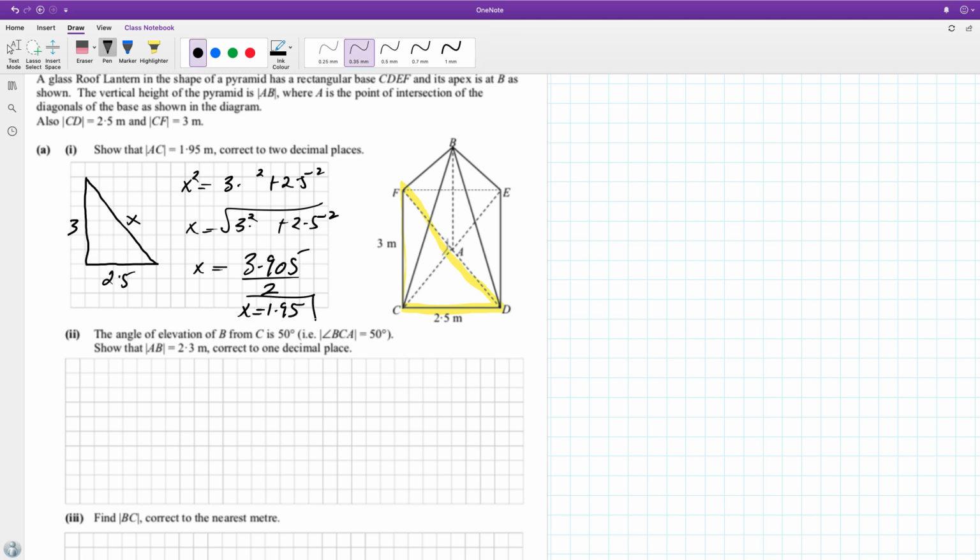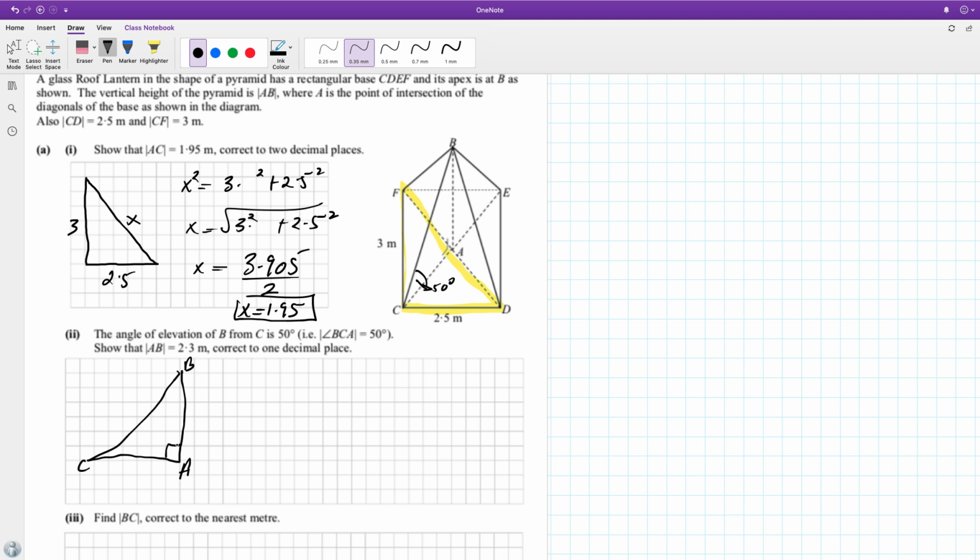Right, there's the first one. Then, how are we going to get the angle of elevation from B to C? The angle of elevation from B to C is 50 degrees, so that one in there is 50 degrees. Show that AB, from A up to B, is 2.3. So once again, you draw your little triangle. There's my A, there's my C. So my B is on top actually, isn't it? B is on top, and there's my A at the bottom.